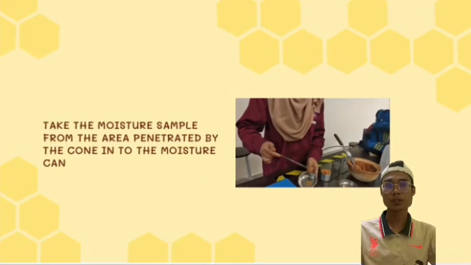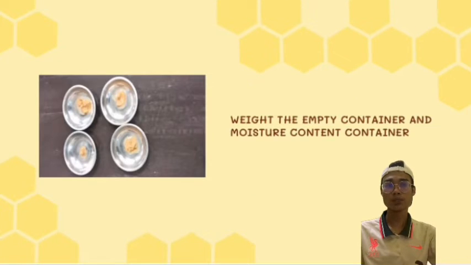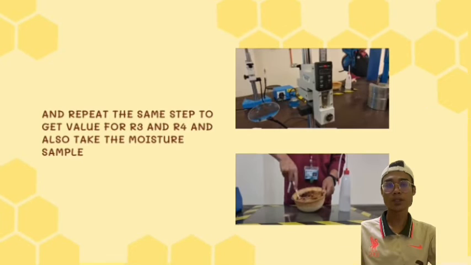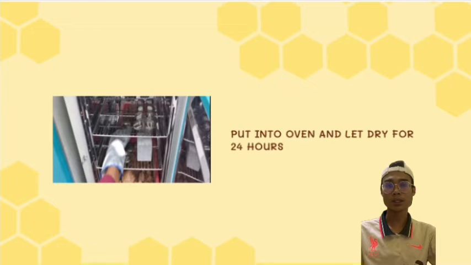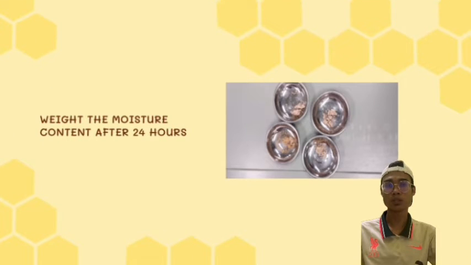Next step, take the moisture sample from the area penetrated by the cone into the moisture can, and weigh the empty container and moisture content container. Repeat the same step to get values for R3 and R4 and also take the moisture sample. Lastly, put it into the oven and let it dry for 24 hours. And the last step, weigh the moisture content after 24 hours. And that's all from me. Thank you. Thank you, Shafiq.